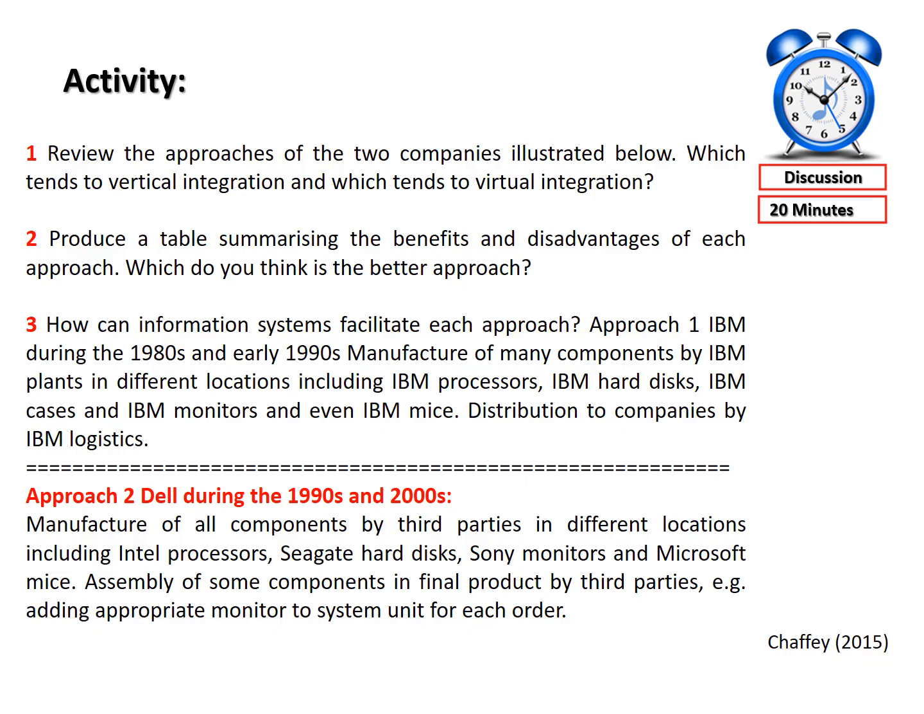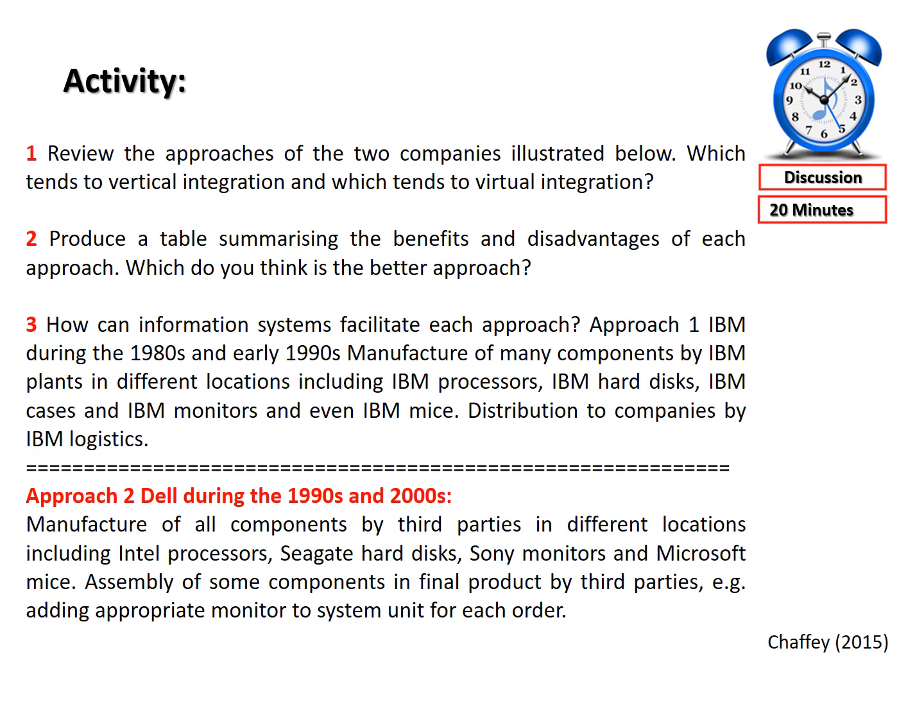So there's an activity here, and the activity says to review the approach of two companies illustrated below, which tends to vertically integrate and which tends to virtual integration. So which one is vertical integration and which one is virtual integration? Produce a table summarizing the benefits and disadvantages of each approach, the vertical integration and the virtual integration. And then, how can information systems facilitate each approach?